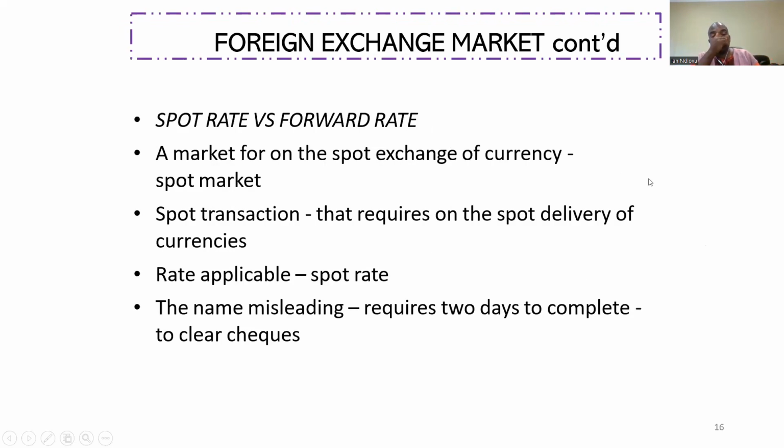And then we want to look at the difference between the spot rate and the forward rate. These two terms are very important, even when we look at interest rate determination. They are also important in understanding the dynamics of foreign exchange markets.